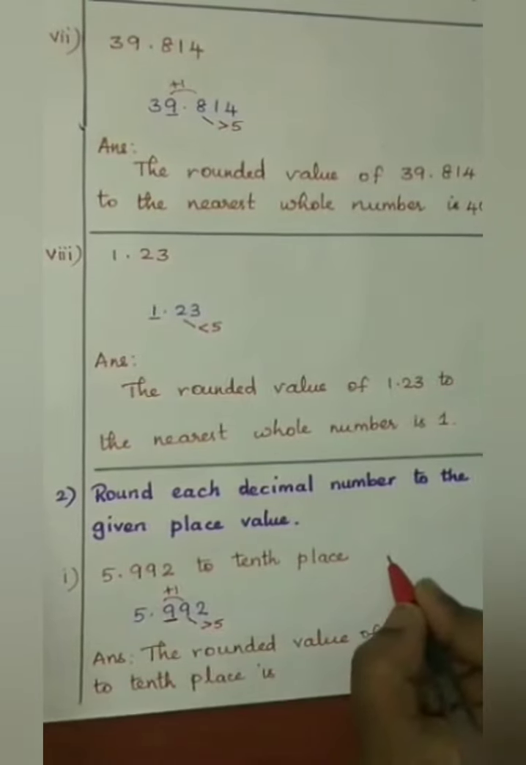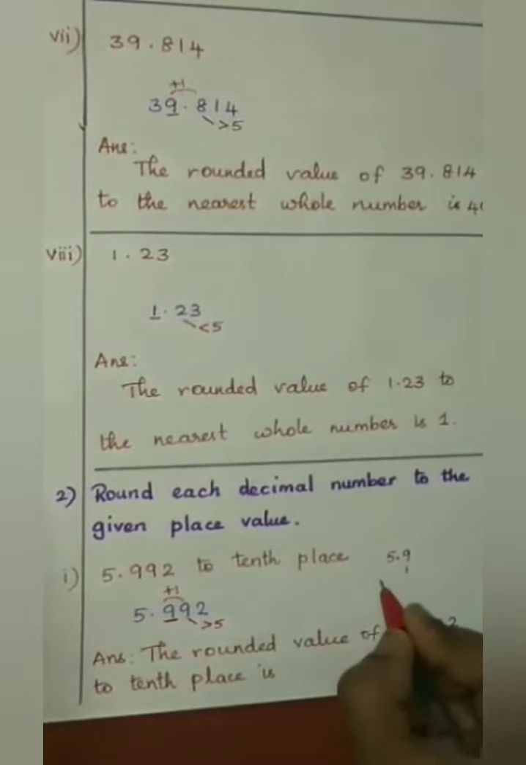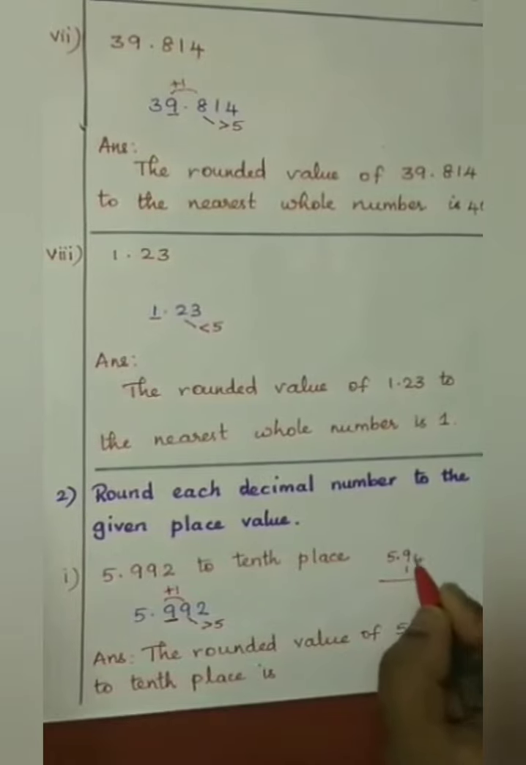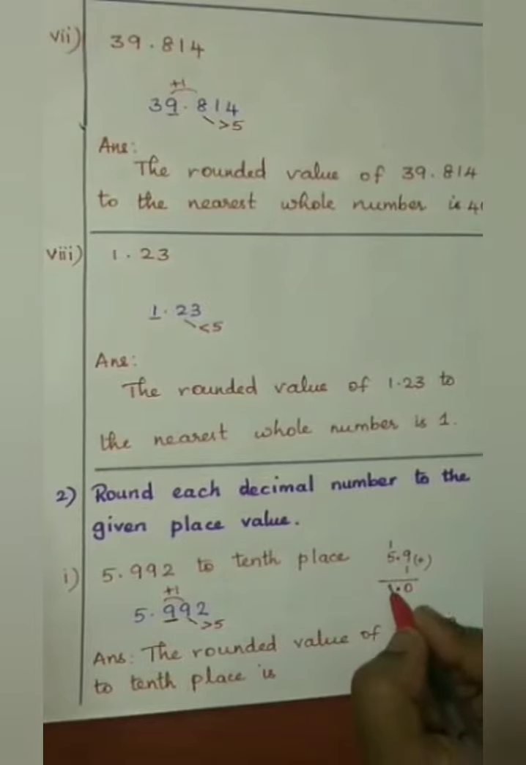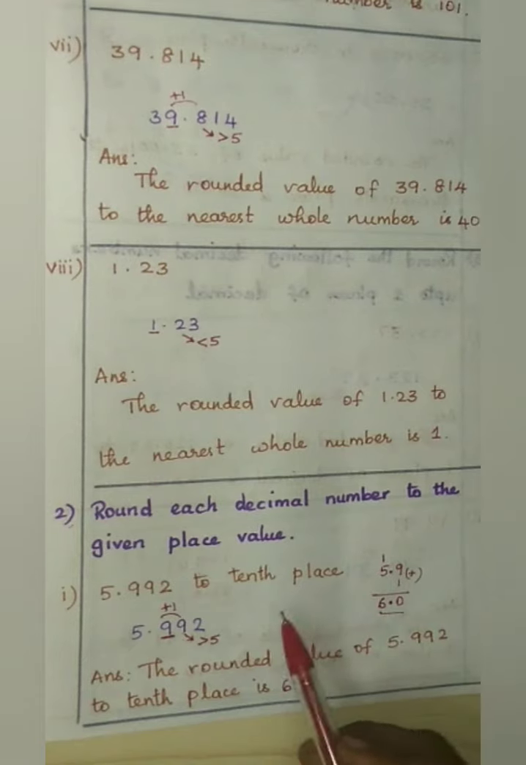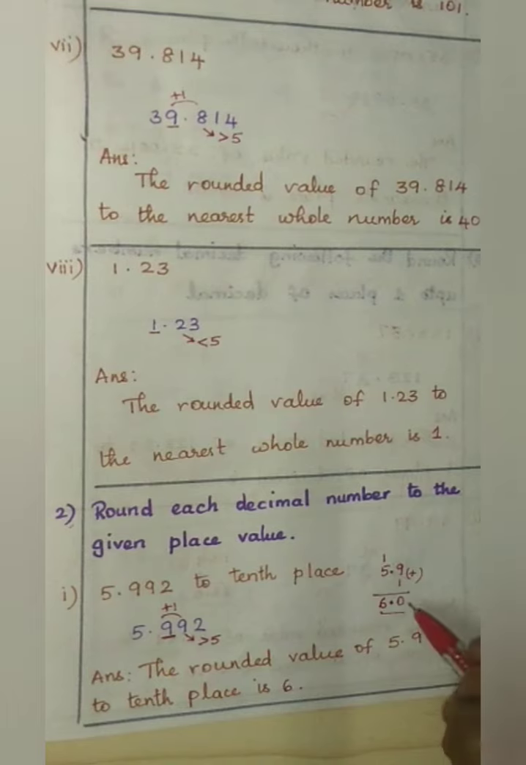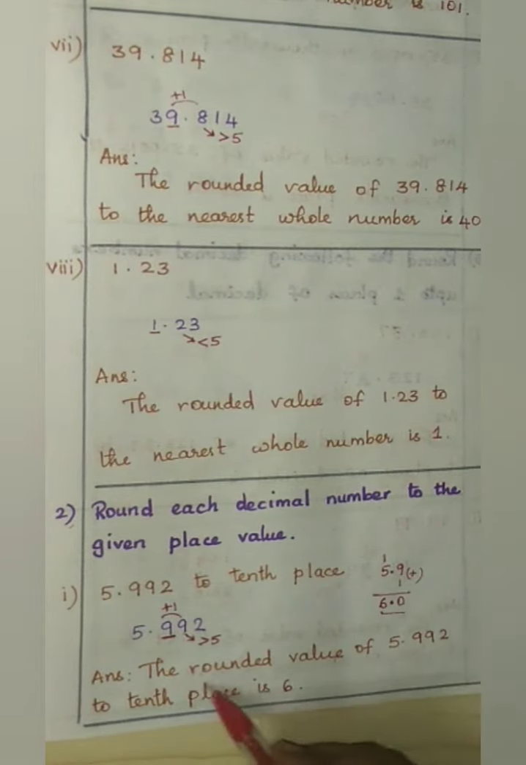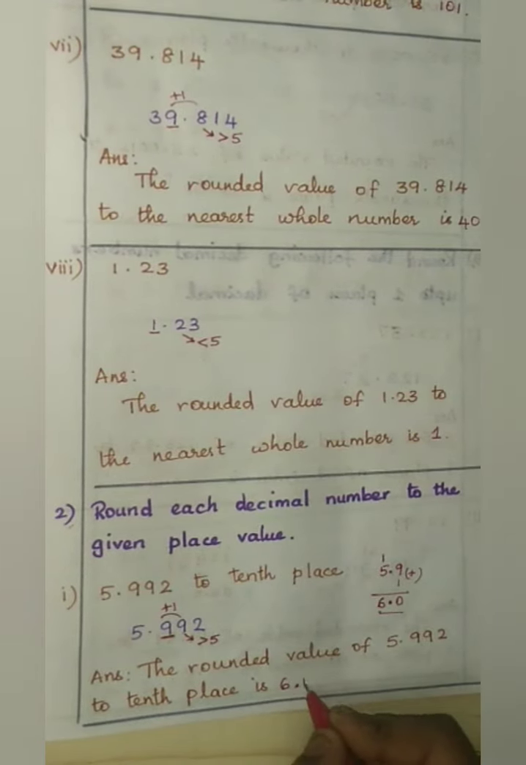So when you add 1 to 5.9, 9 plus 1 is 10. Keep the decimal point in front of the 0. 5 plus 1 is 6. Now the answer is 6.0. Since we are asked to round this decimal number to 10th place, we cannot ignore this 0. So the rounded value of 5.992 to 10th place is 6.0.